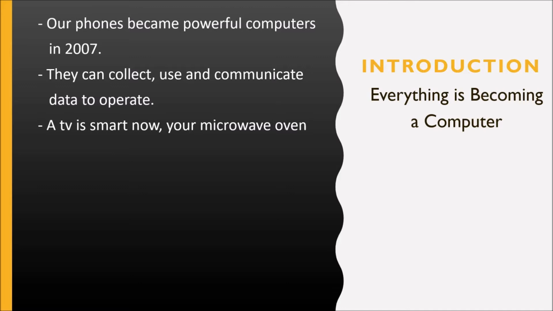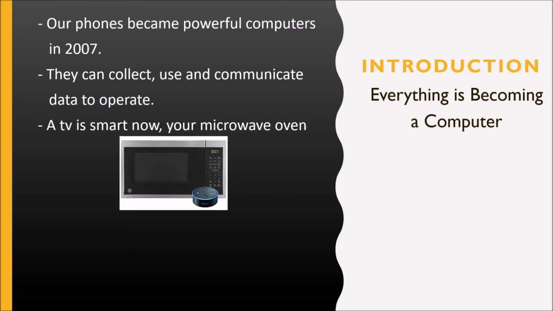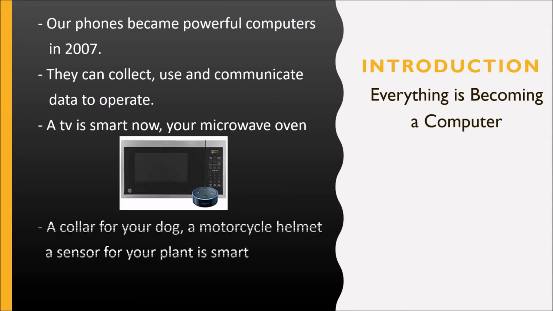Now your microwave oven has a chip on it. If you don't know, a few months ago, Amazon launched its microwave that you can control using Alexa. A collar for your dog now has a chip on it that can be tracked using GPS and send it to your cell phone. So if your dog is out of range, it's going to send you an alert or something like that. A motorcycle helmet has a sensor for you.